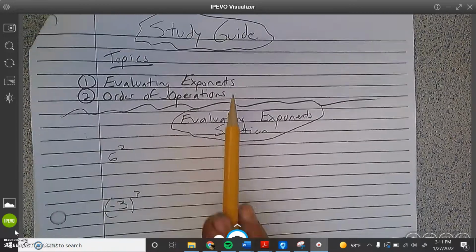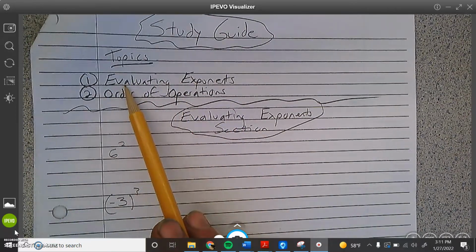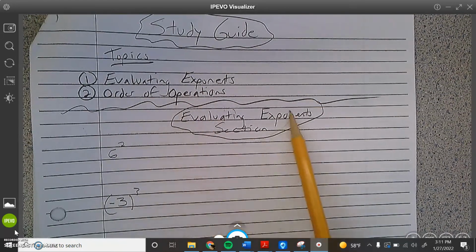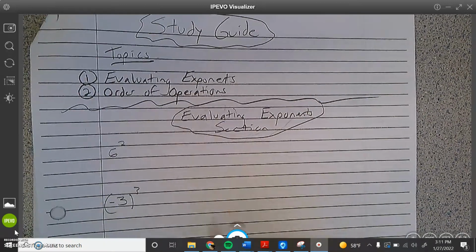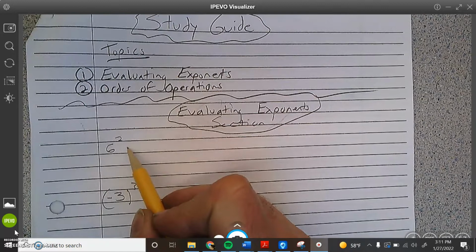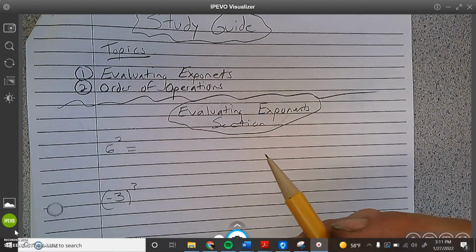All right, so here's our study guide right here. Let's add some good problems to it. So, quiz on evaluating exponents in order of operations. Here's the evaluating exponents section. Let's do a few of these in the section to make sure we know it, so we're ready for our quiz.